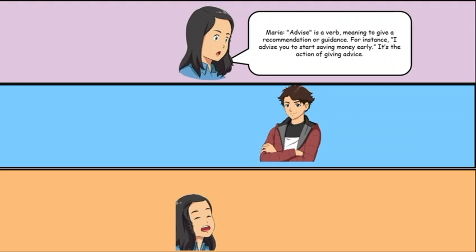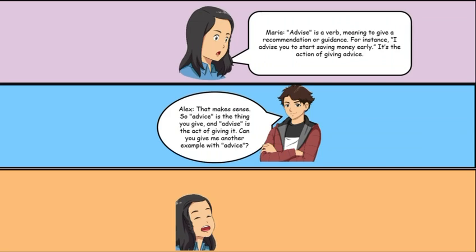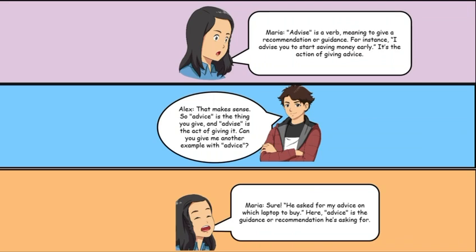That makes sense. So, advice with CE is the thing you give, and advise with SE is the act of giving. Can you give me another example with advice CE? Sure. He asked for my advice on which laptop to buy. Here, advice with CE is the guidance or recommendation he is asking for.